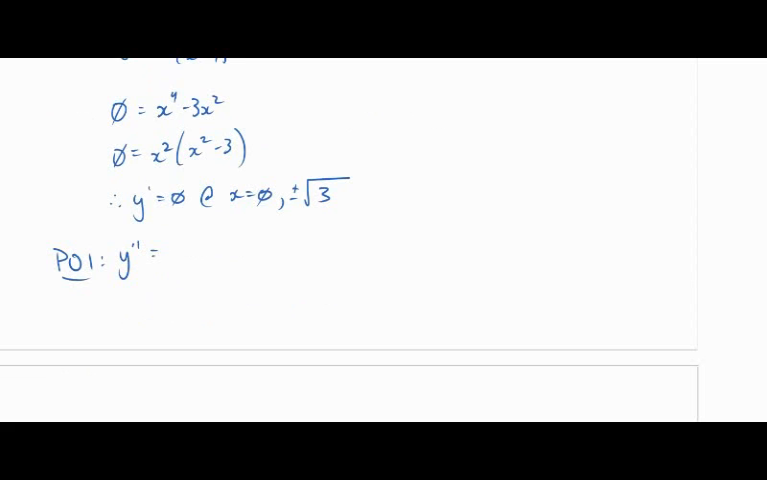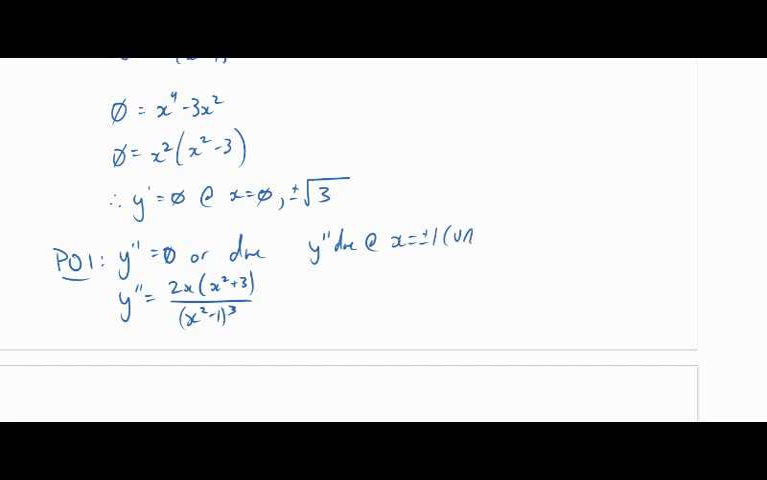Now let's do points of inflection. Y double prime equals 0 or does not exist. Y double prime equals, this one's given to us in factored form, which is nice, (x^2 + 3) over (x^2 - 1) all to the 3. So y double prime does not exist at x equals plus or minus 1, but those are vertical asymptotes. And y double prime equals 0 at x equals 0. And that's it. Just 0, because the x squared plus 3 doesn't have any real solutions.